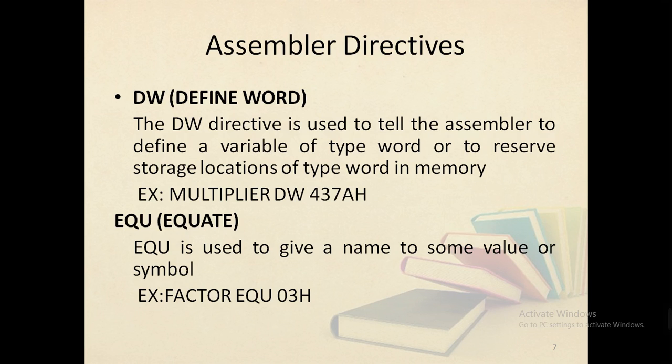Coming to the EQU, that is equate. EQU is used to give a name to some value or symbol. Each time the assembler finds the given name in the program, it replaces the name with the value or symbol you equated with that name. Suppose, take one example, factor EQU 03H at the start of your program, and later in the program you write the instruction statement ADD AL, factor.